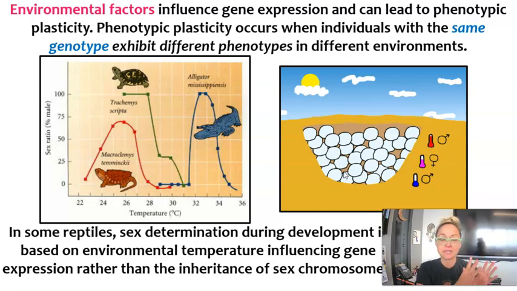However, if you heat up that nest and it is at, we see in the graph, around 31 degrees Celsius, 100% of those offspring will be female. And so it is the temperature, not chromosomes, so not X or Y, that influences sex determination in that particular species of probably a tortoise, right?